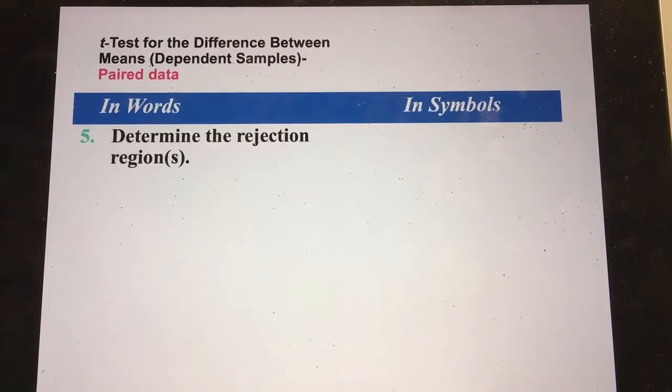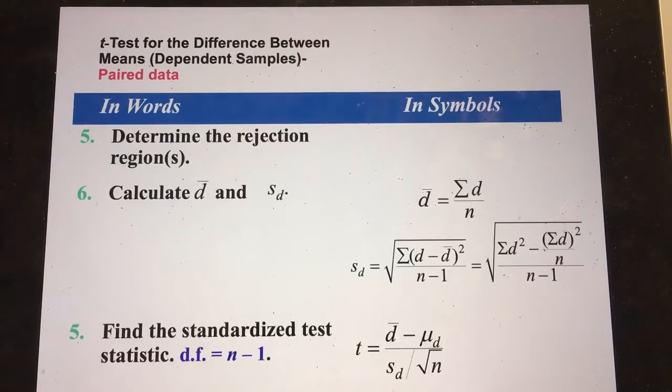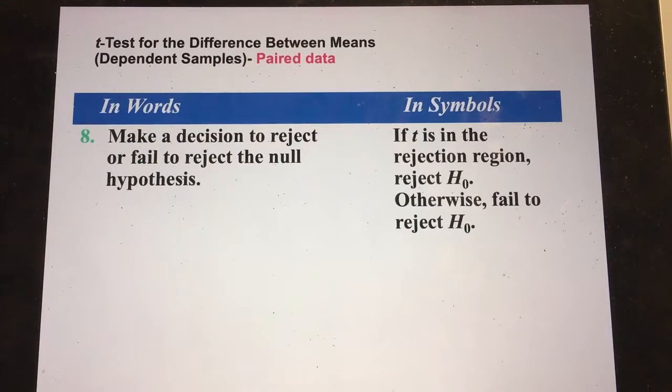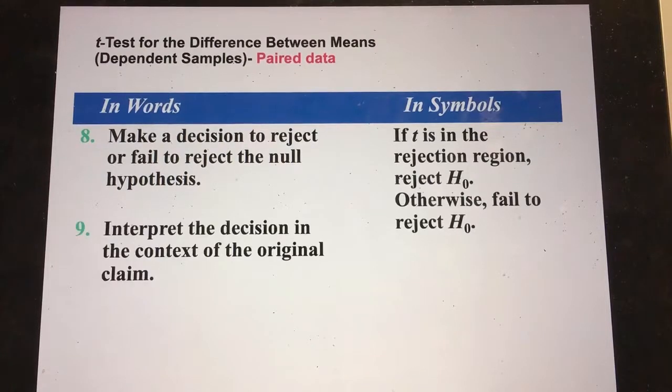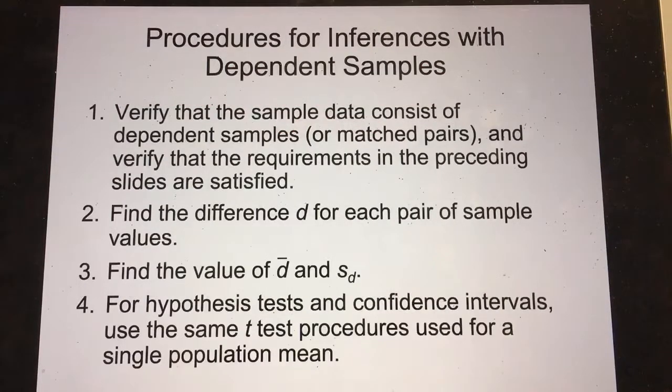And then determine the rejection region, which is going to be determined by your level of significance on your T chart. Then calculate your D bar and your standard deviation, which again, we will do with the calculator. Find your standardized test score and make a decision to reject or fail to reject the null hypothesis. So interpret your decision. There's the confidence interval.